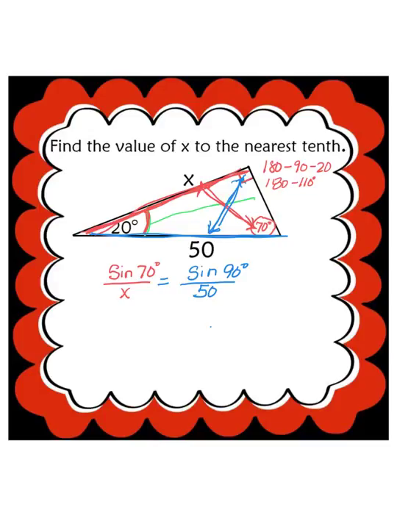Now before we get started here, notice again we're finding a side. That side should be smaller than 50, shorter than 50, because 50 is opposite 90 and this one's opposite 70. So if we end up with a number less than 50, we'll feel pretty good about that. So I'm going to do cross products with the X first, so it ends up on the left-hand side. So it says X times the sine of a 90-degree angle, and then that would equal 50 times the sine of a 70-degree angle. Now remember, I'm solving for X, so I'm going to have to divide by the sine of 90 degrees.